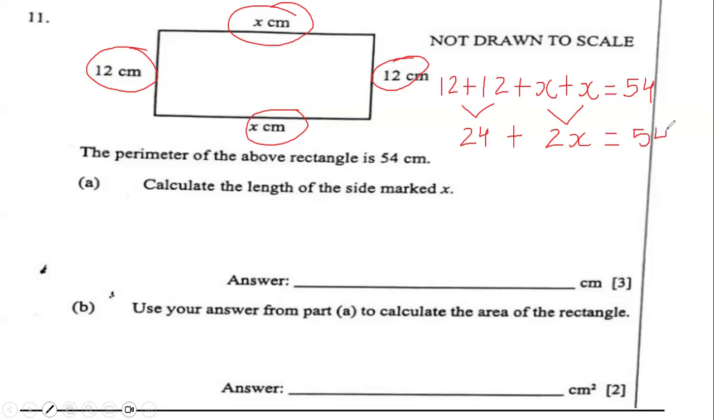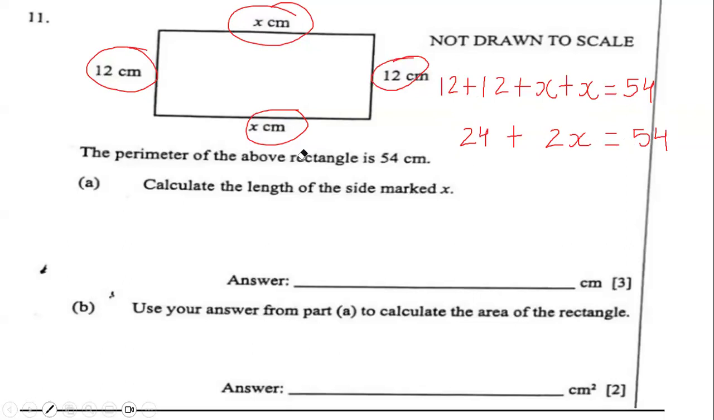And so we added the like terms. 12 plus 12 is going to give us 24. x plus x is going to give us 2x. And that equals 54, all right? Again, we have 12 plus 12 that gives 24, x plus x that gives us 2x, and this is going to be equal to 54.